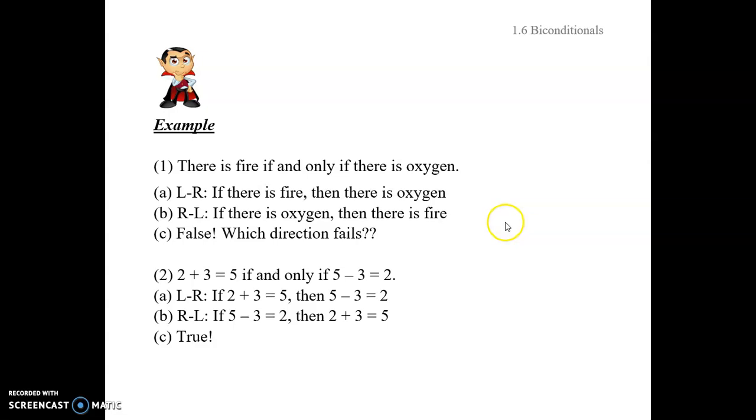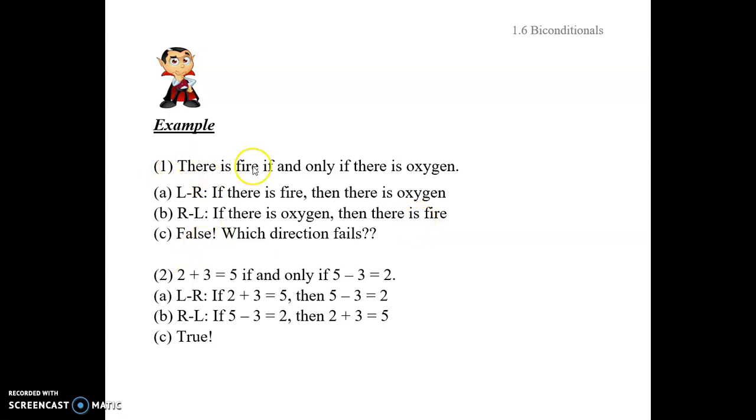Okay, hopefully you've had a chance to work this one out for yourself. If you didn't get it, that's all right. We're going to work it out together. This is your introduction to biconditionals. So our first example was there is fire if and only if there is oxygen. The left to right direction of this biconditional is if there is fire, then there's oxygen. If this thing, then this thing. The right to left direction is if this thing, then that thing. So if there is oxygen, then there is fire.